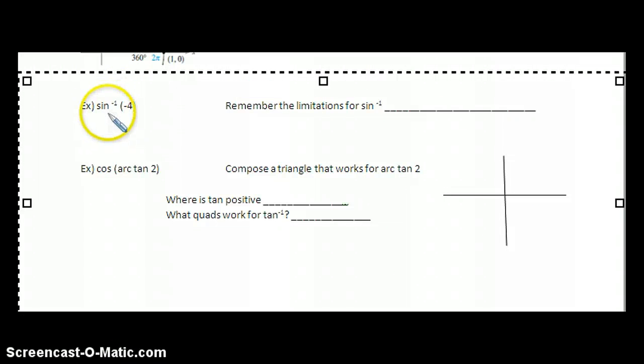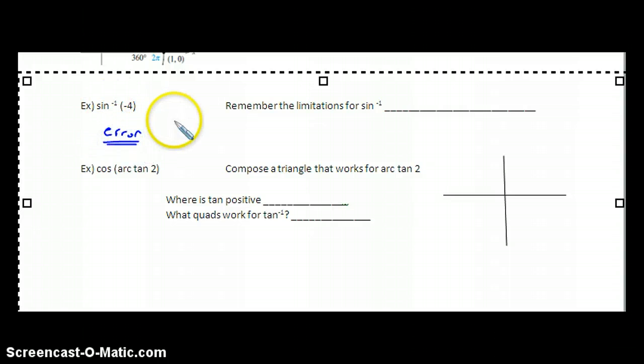For the next example, I'm looking for the sine inverse to be equal to -4. And as I look on my unit circle, I'm trying to find an angle that has a sine of -4, and I'm not seeing anything there. So let's try this in our calculator. If I type this into the calculator, hit the sine inverse of -4, I'm going to get an error.